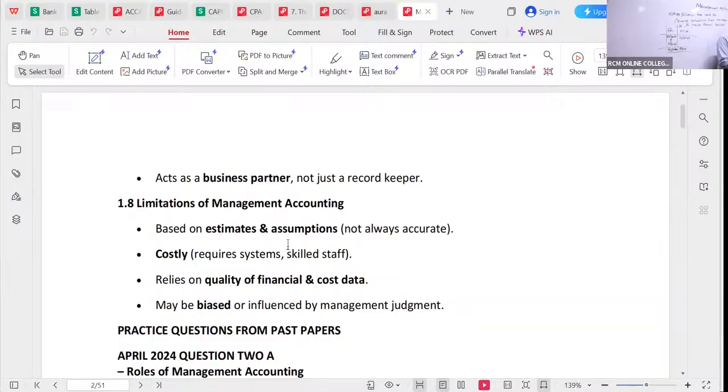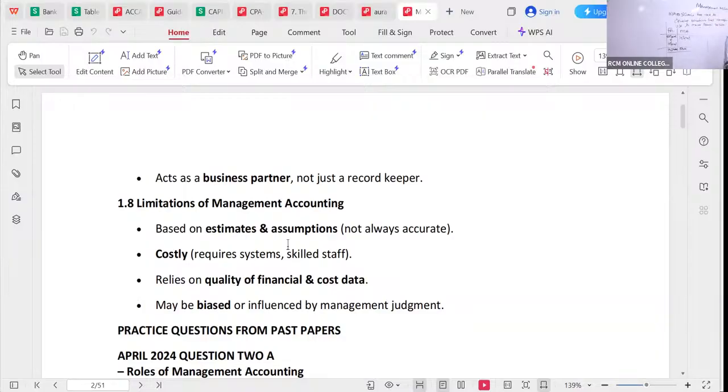So if your financial data is not of high quality, then the management reports cannot be okay. They may be biased or influenced by management judgment. This particular management accountant at times could be forced because of conflict of interest. You'll get some directors who will come and tell you, don't support that particular option, say that option is bad. So we're saying that this subject can lead to biased decisions because of lack of independence of the management accountant.